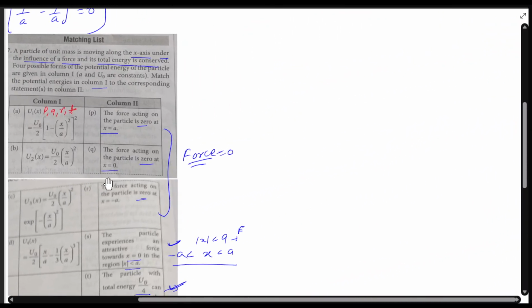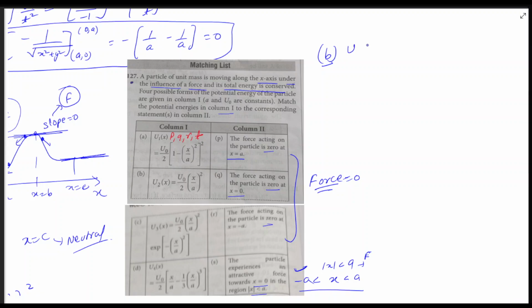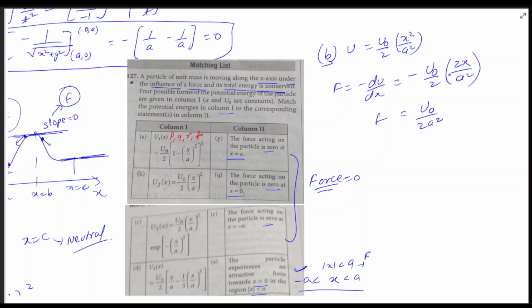Let me write it here. B. So we have U as U naught by 2 x square by a square. So let's differentiate it, minus dU by dx. So it will be minus U naught by 2 into 2x by a square. So we will have U naught by 2a, so 2 will get cancelled. We have U naught by a square into minus of x.